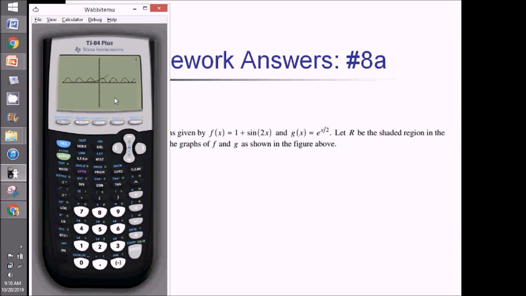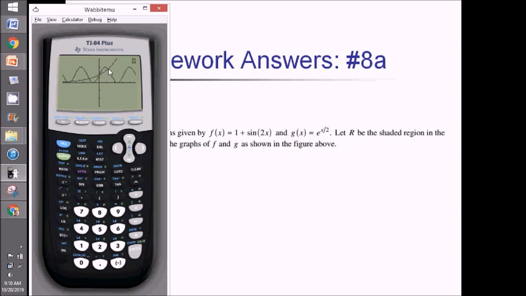So there was my sine function. There's my g of x function. I'm going to do zoom 4. That'll get us a little bit closer. Still not the exact picture they're showing us, but it's a little bit better. And we intersect, it looks like, at 0 and this other spot.